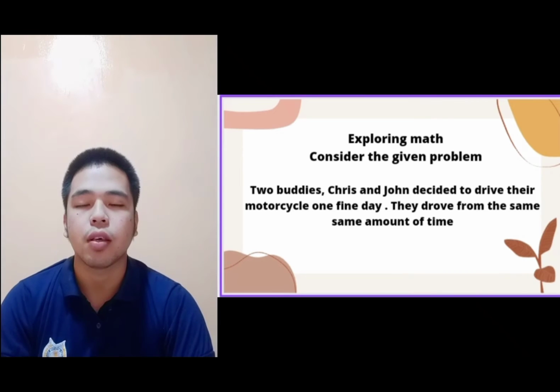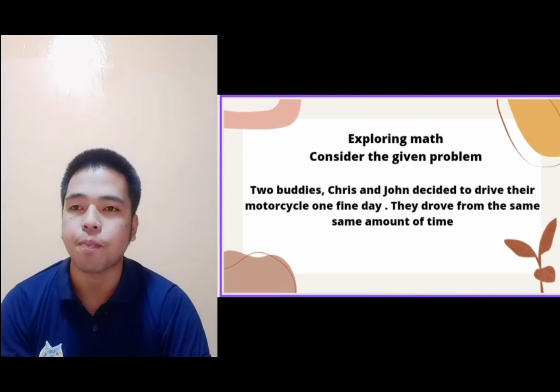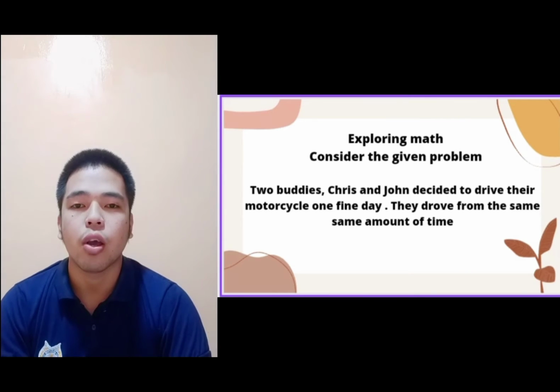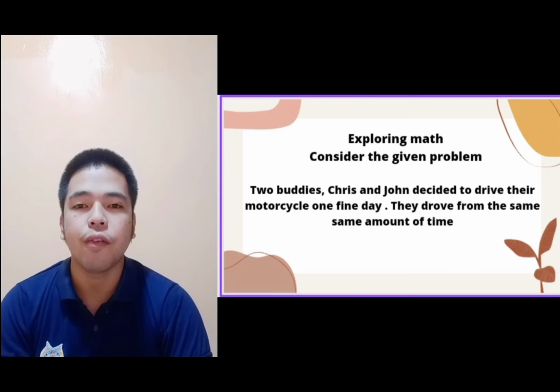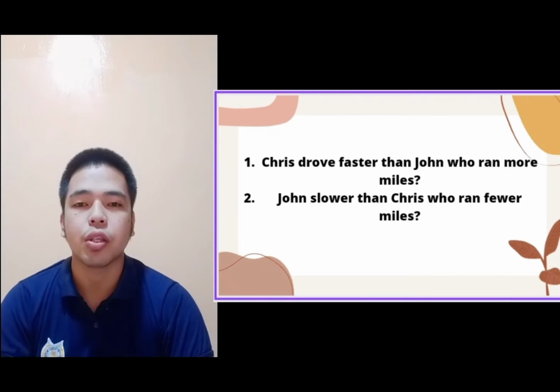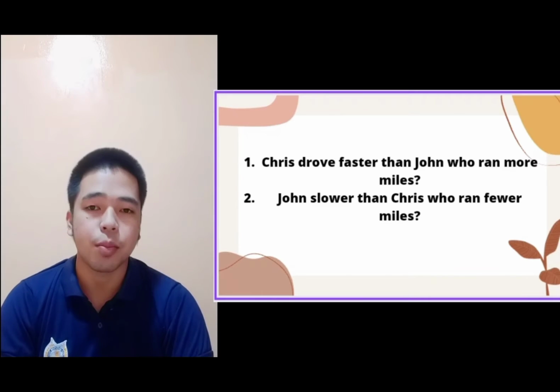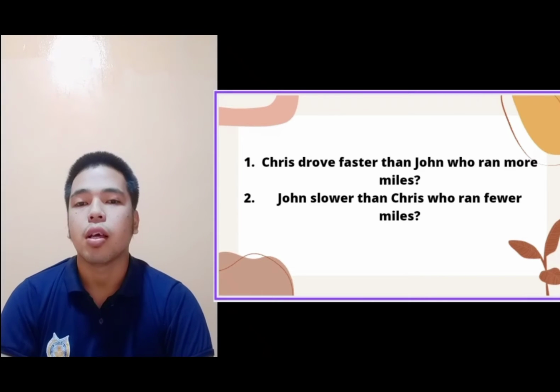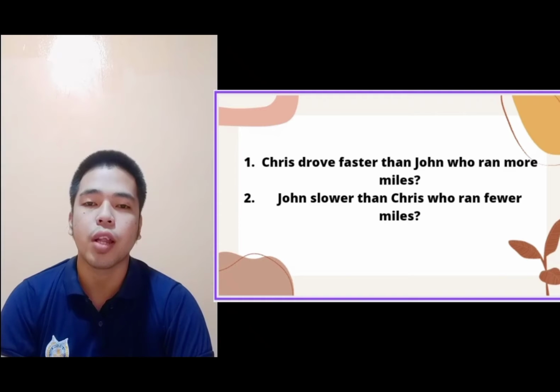Exploring math. Consider the given problem. Two buddies, Chris and John, decided to drive their motorcycles one fine day. They drove for the same amount of time. Number 1. Chris drove faster than John, so he ran more miles. Number 2. John drove slower than Chris, so he ran fewer miles.